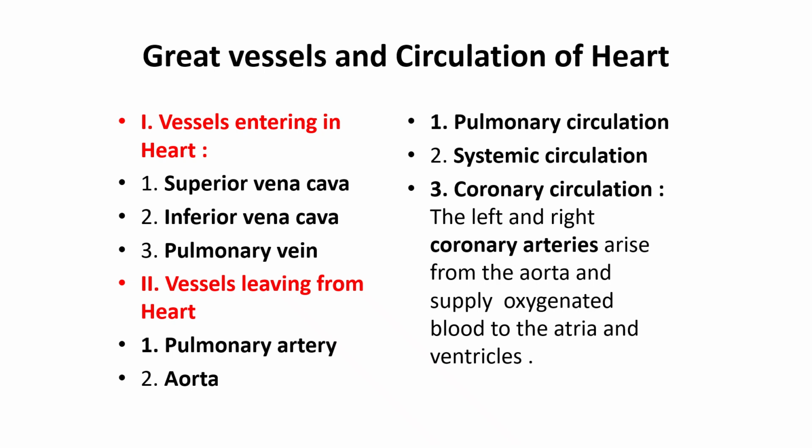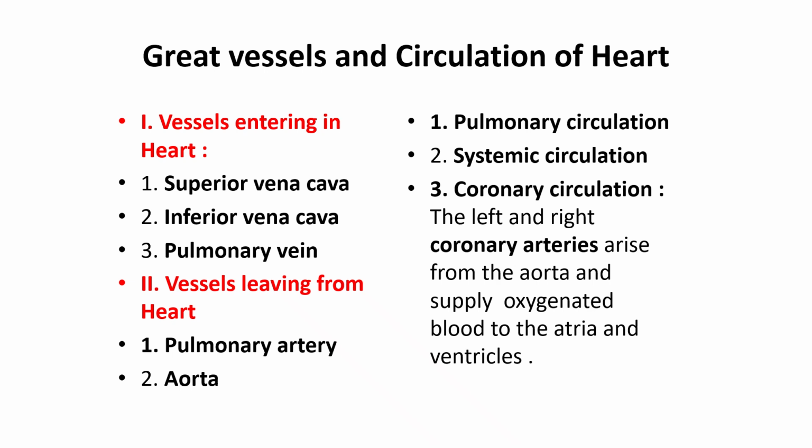Systemic circulation is between the body and the heart. The vena cava, that is the superior and inferior vena cava, carry deoxygenated blood from all body parts to the right atrium. And the aorta carries oxygenated blood. It leaves from the left side of the heart, that is the left ventricle, and gives oxygenated blood to all body parts.